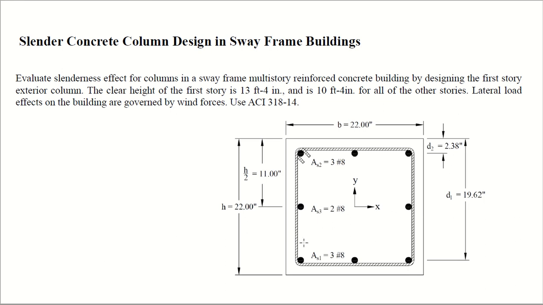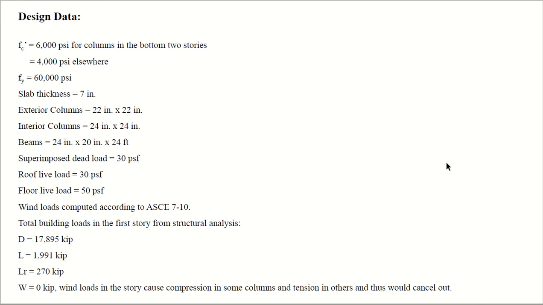So a total of 8 bars: three in the first layer, two in the middle layer, and three in the last layer. So a total of eight number 8 bars have been used. The effective depth from this face is 19.62 inches, and the effective depth for this layer is 2.38 inches. So all the basic requirements have been given to you, and you have been asked to design the slender columns.